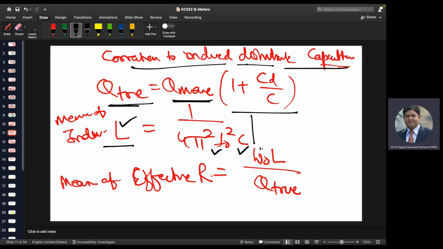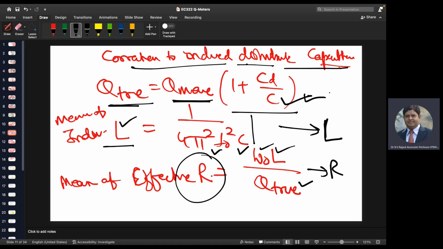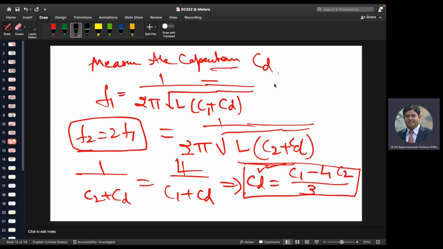Similarly, if you know omega naught, L and Q true, then the effective resistance of the coil or the circuit can also be measured. So in this way, we are measuring L, and over here we are measuring R. If other parameters are known, we can measure C, right? So in this way, there are ways by which we can measure the capacitance also, RLC.